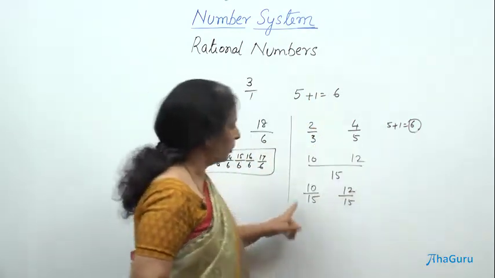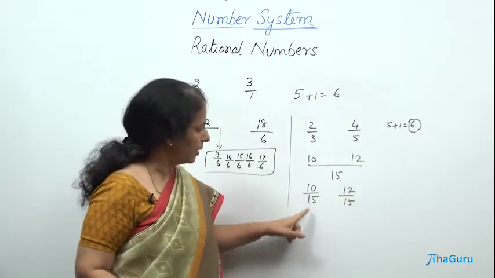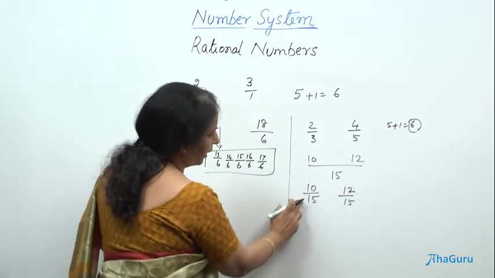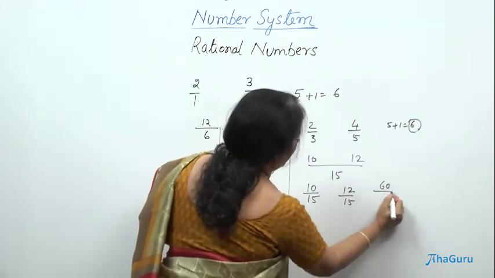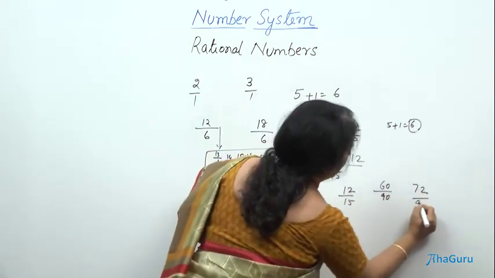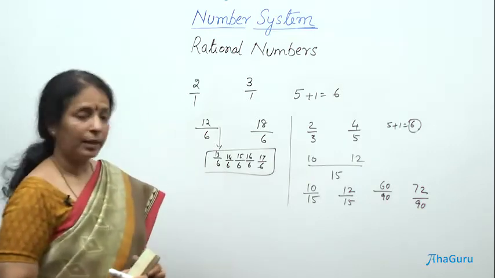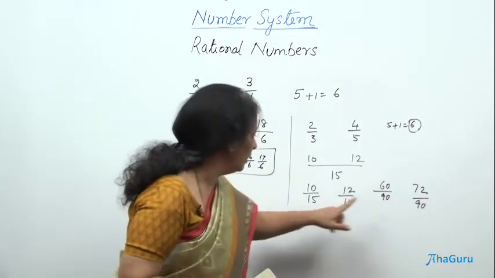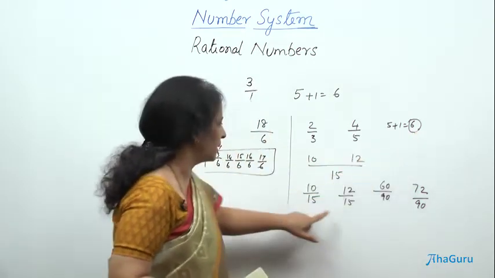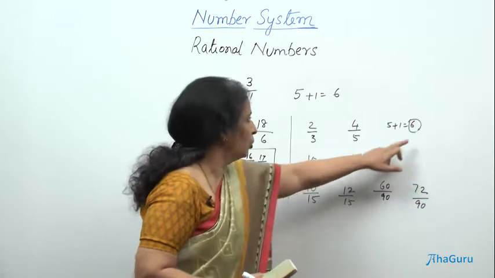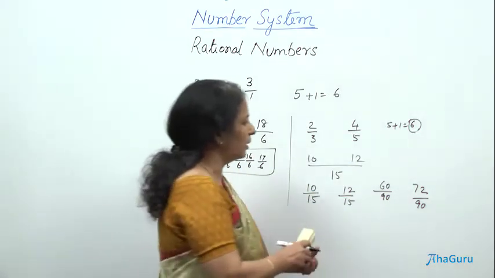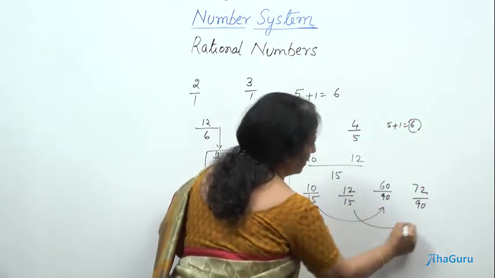So I multiply throughout by 6, both of these, because they have the same denominator. If I multiply by 6, what do I get here? 10 times 6 is 60, 90, isn't it? And here it is 72, and here also it is 90. Correct? So I have got 60 by 90, which is the same as 10 by 15, and 72 by 90, multiplying by 6. 6 15s are 90, and 6 into 12 is 72, and 6 into 10 is 60. So these two are the same numbers.